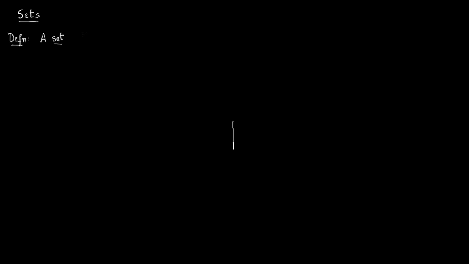So a set is a collection of well-defined and distinct objects. We will write this down. A set is nothing but a collection of objects, but these objects are distinct, and we will explain each and every term in this definition.